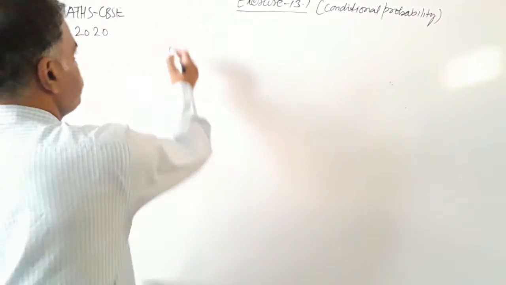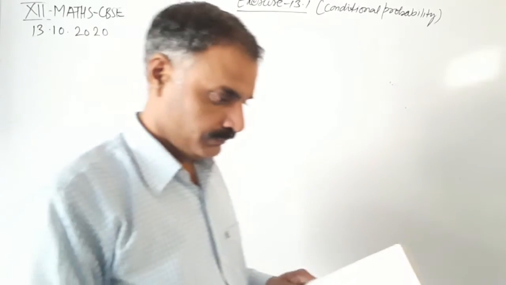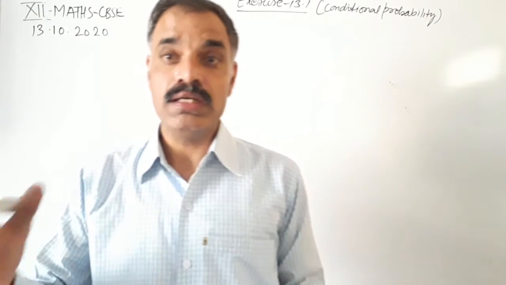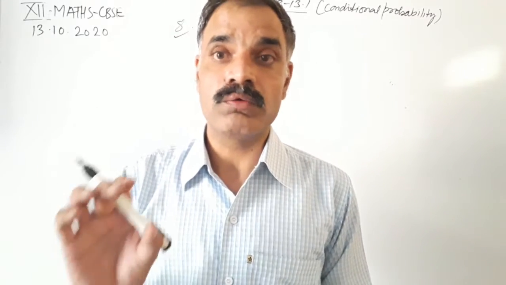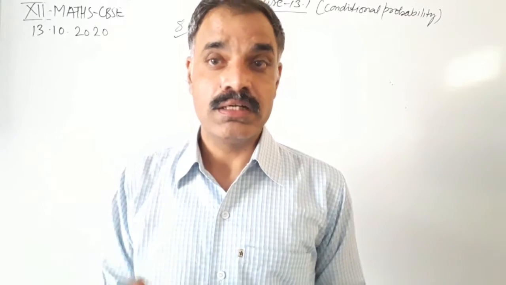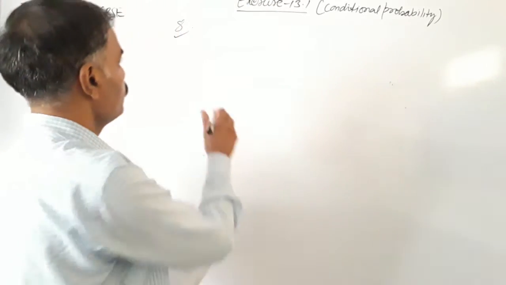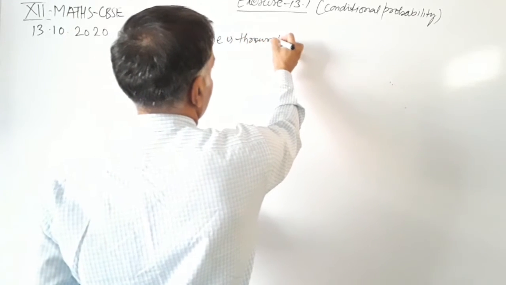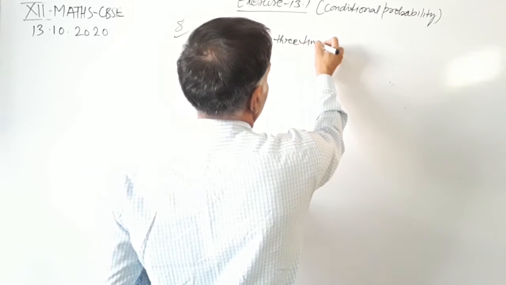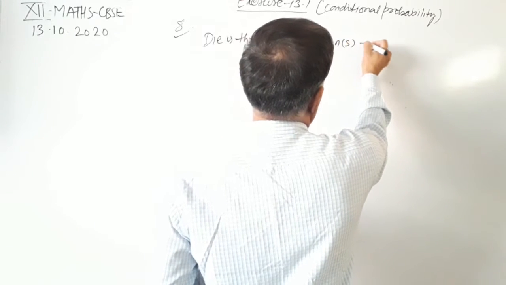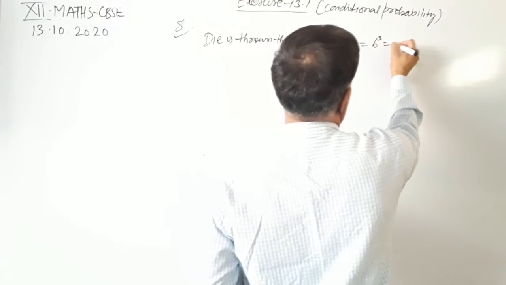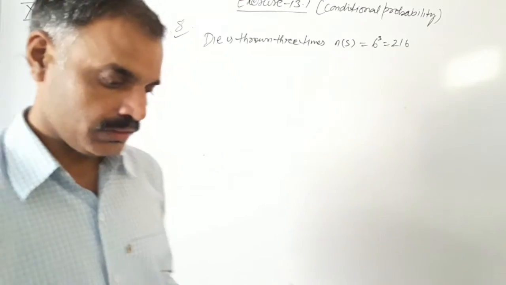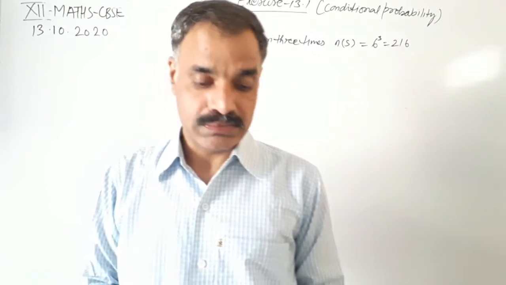Question number 8 is: a die is thrown 3 times. Die is thrown 3 times, which means the total number of events will be 6 to the power 3, that is 216. So the number of events in the sample space is 6 raised to the power 3, that is 216. Total sample points are 216.